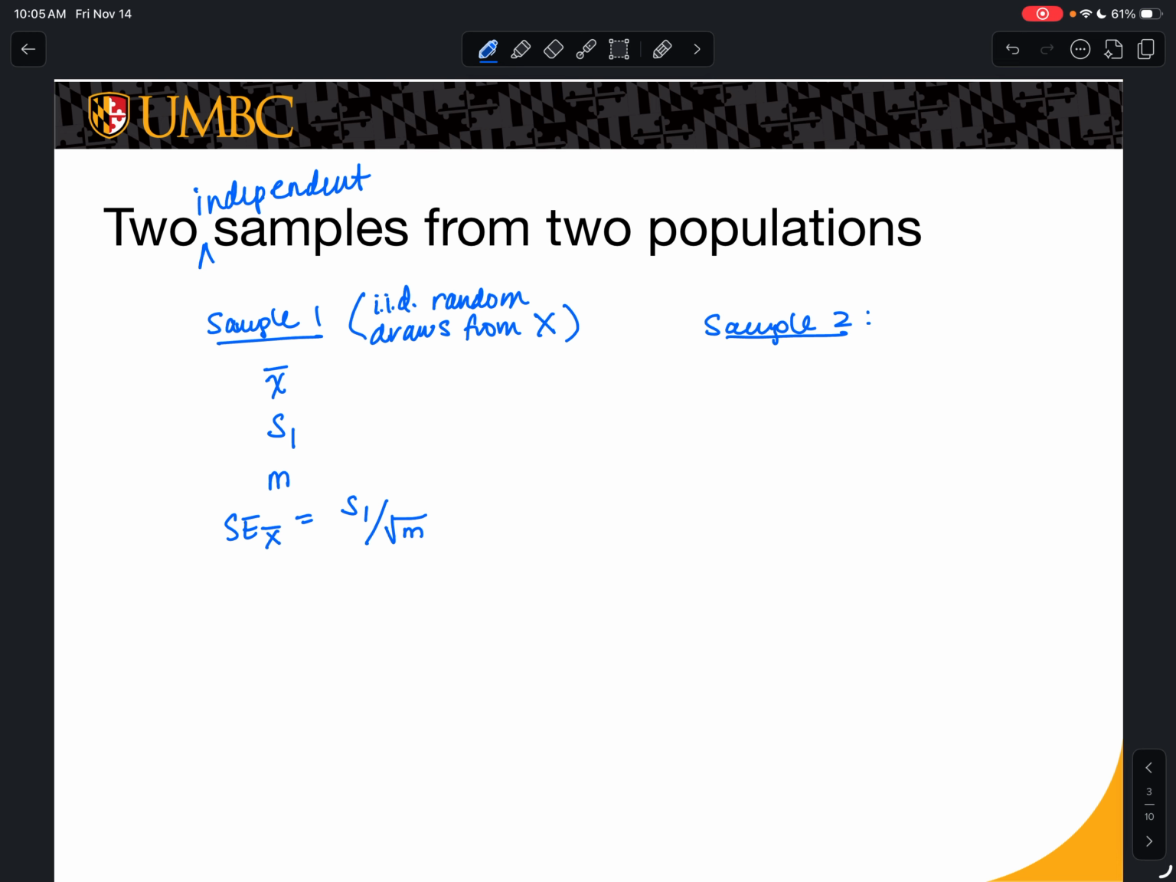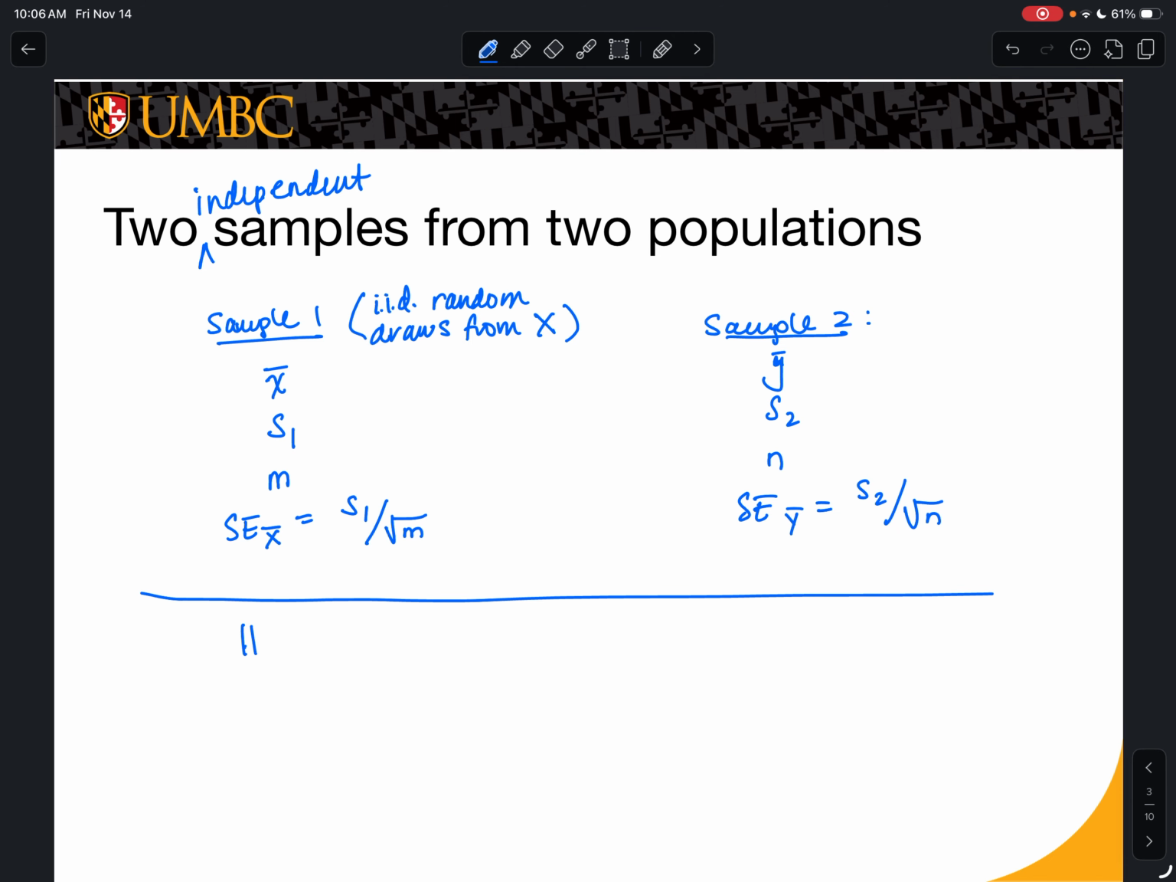And that's based on what we know is true about the distribution of the sample mean, just generally. Sample 2, the notation is going to look like this. Y bar is the sample mean. We have S sub 2 for the sample standard deviation. We've got n for the sample size, and then the standard error of y bar is S2 over the square root of n. So what we're interested in here is how to estimate mu1 minus mu2.